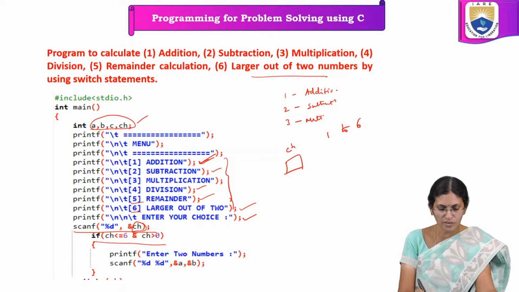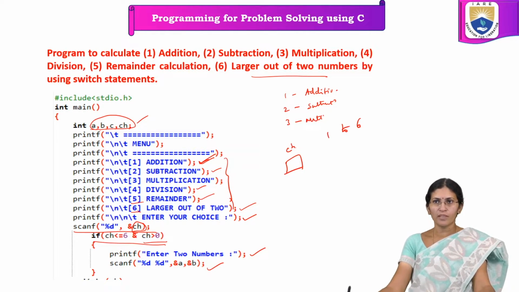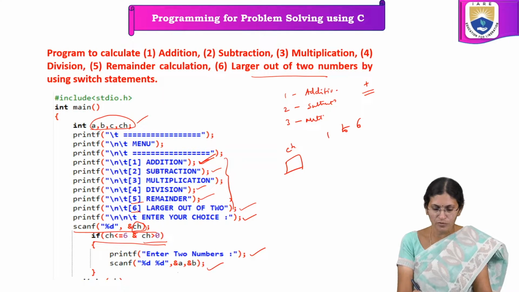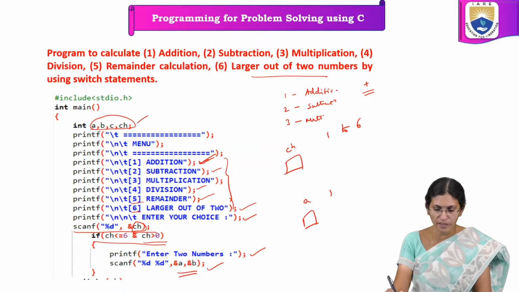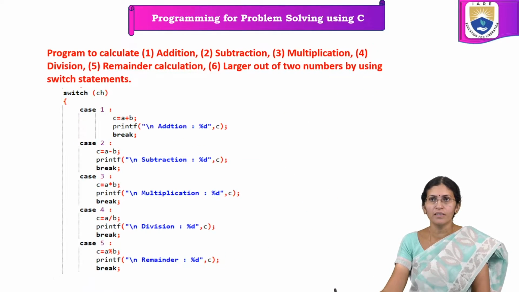If ch is less than or equal to 6 and ch is greater than 0, printf, enter the two numbers, scanf the two integers A and B. Addition is a binary operator, so a minimum of 2 operands are required. Therefore these are the 2 integer values which have been read into A and B by using the scanf function.